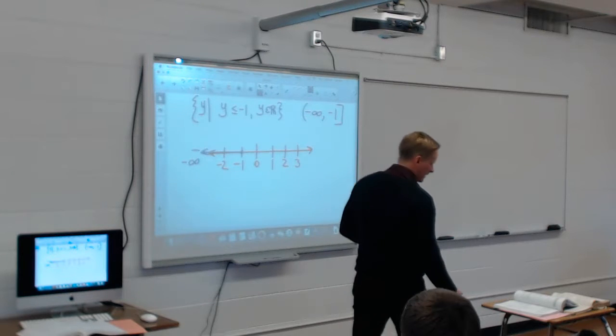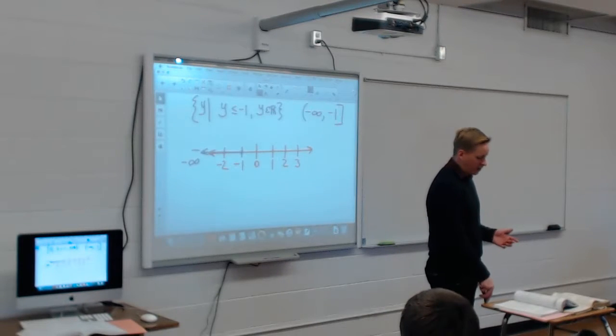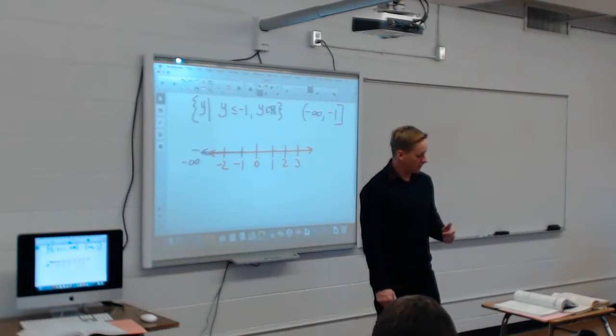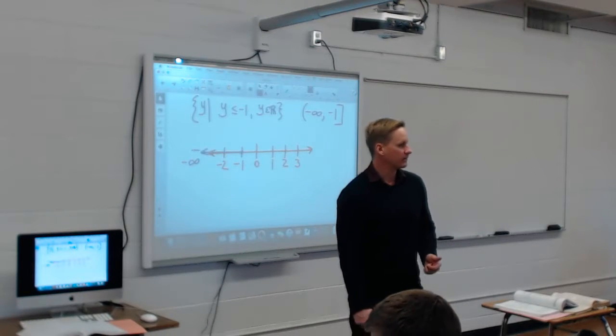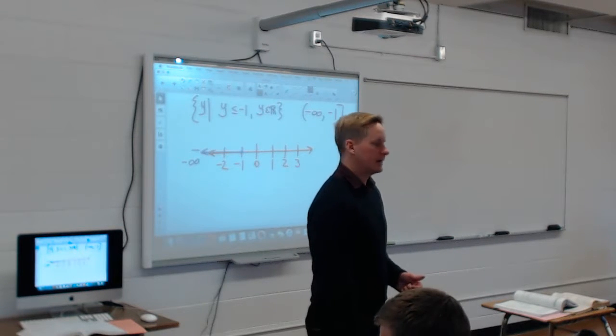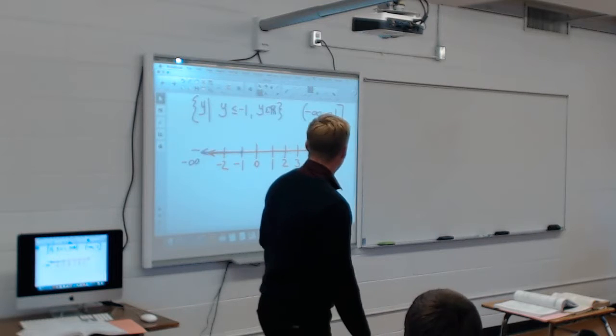Okay, in the book, they say all integers, but we're going to use all values equal to or less than -1. Okay, that's what that means. We following this? Yeah. Okay.